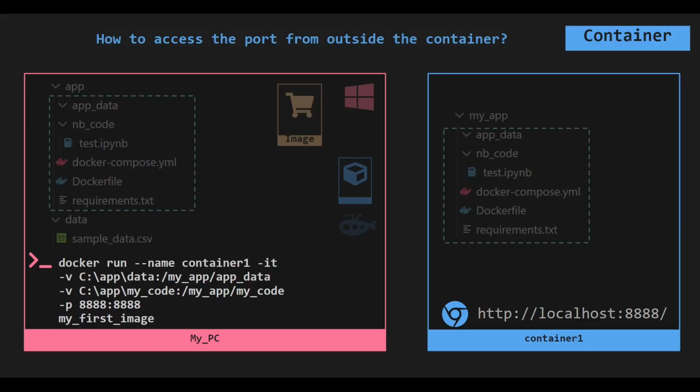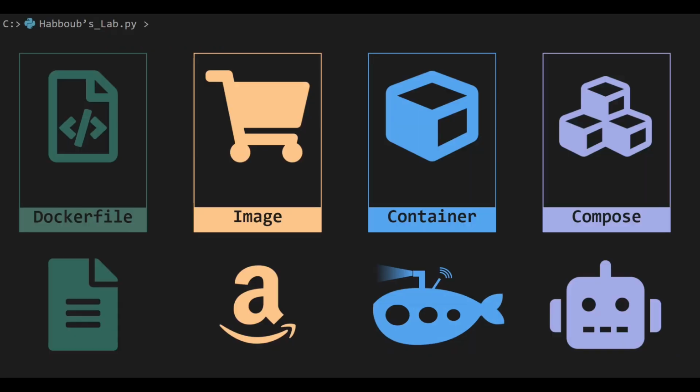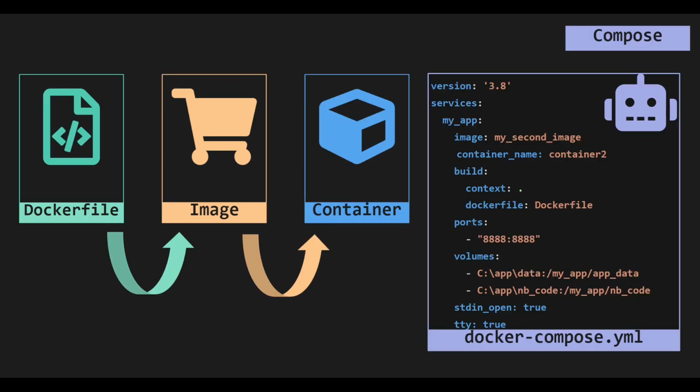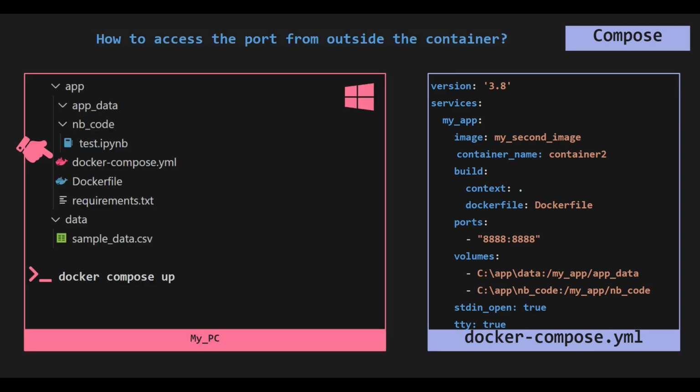If you think that it's a very long command, you are right. And this is why it's time to introduce Docker Compose, where we can automate this entire process. Docker Compose is a tool used to define and run multi-container Docker applications. It allows you to define services, networks, and volumes needed for your application in a YAML file called Docker Compose. Let's break down each part of that file.